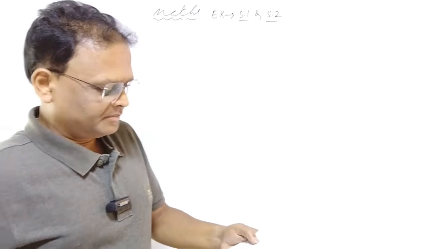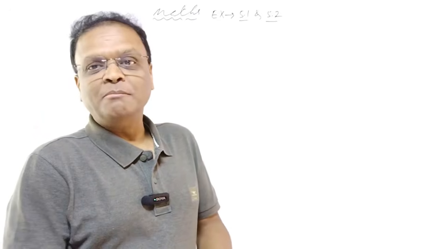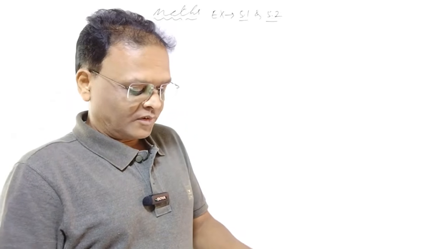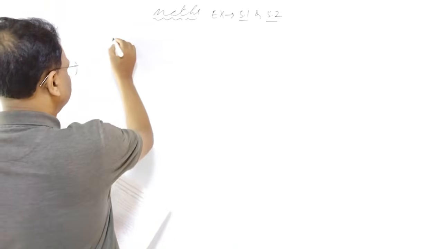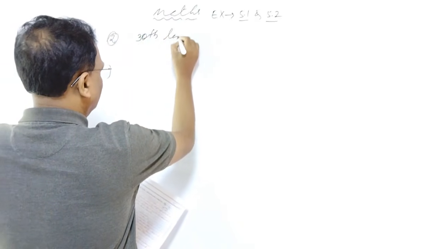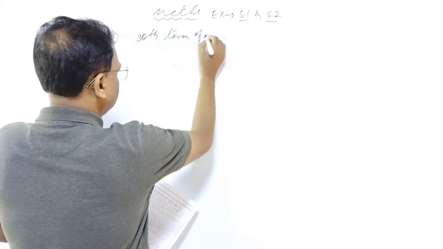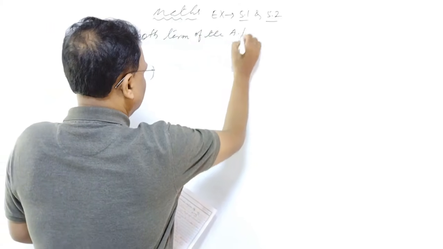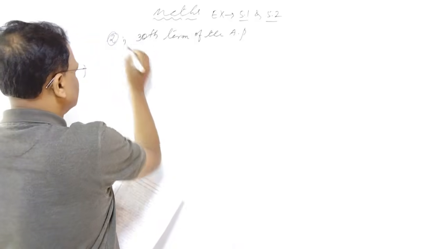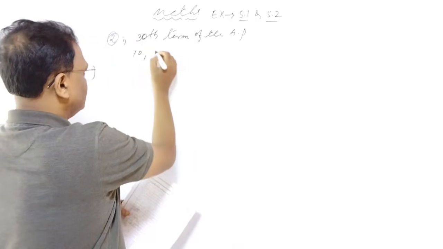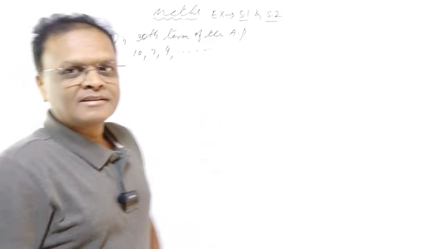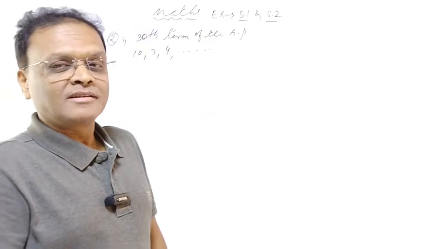The second question is asking to choose the correct answer, meaning a multiple choice question. It is asking for the 30th term of the AP. The AP is given here. He is asking what is the 30th term of the AP. The AP is 10, 7, 4 and so on. When the AP is given, it is asking what is the 30th term of this.